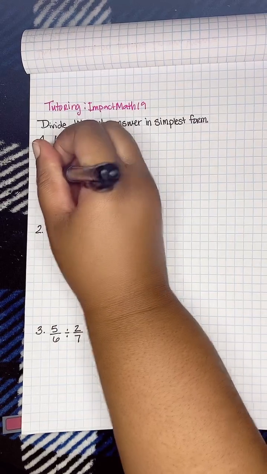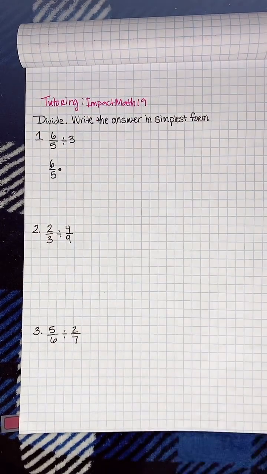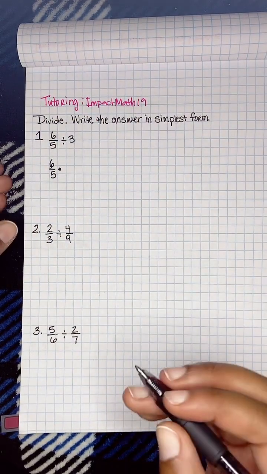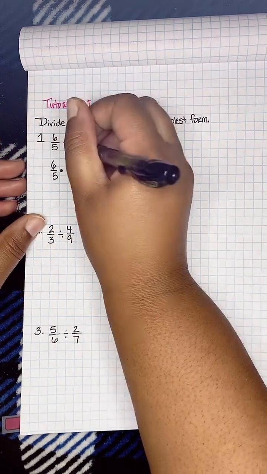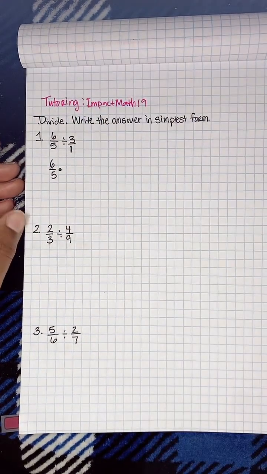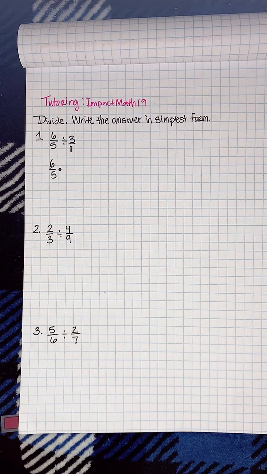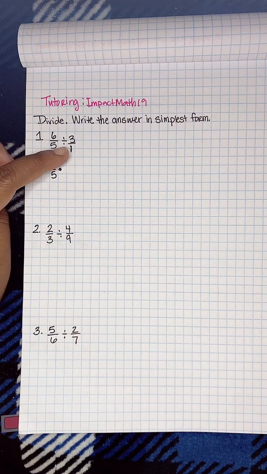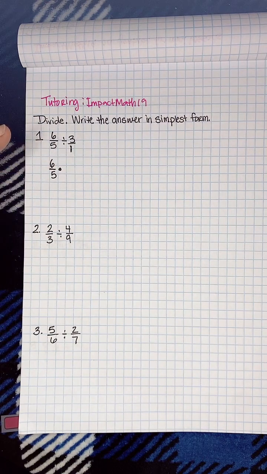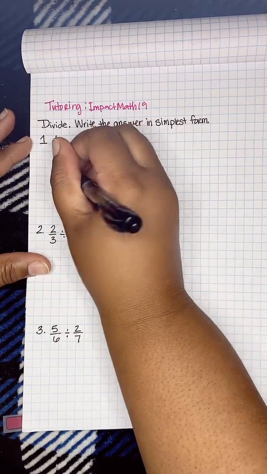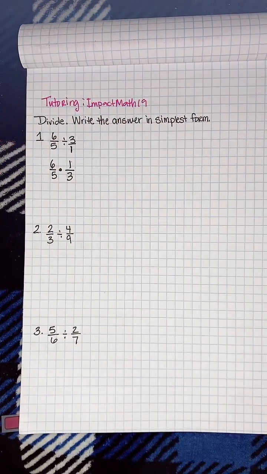So we keep this 6/5 and we times it by... Good. Monica said, ooh, okay. So she said, put 3 over 1. Wonderful. So 3 over 1. And then what are we going to do? Good. Flip it to 1 over 3. Wonderful.